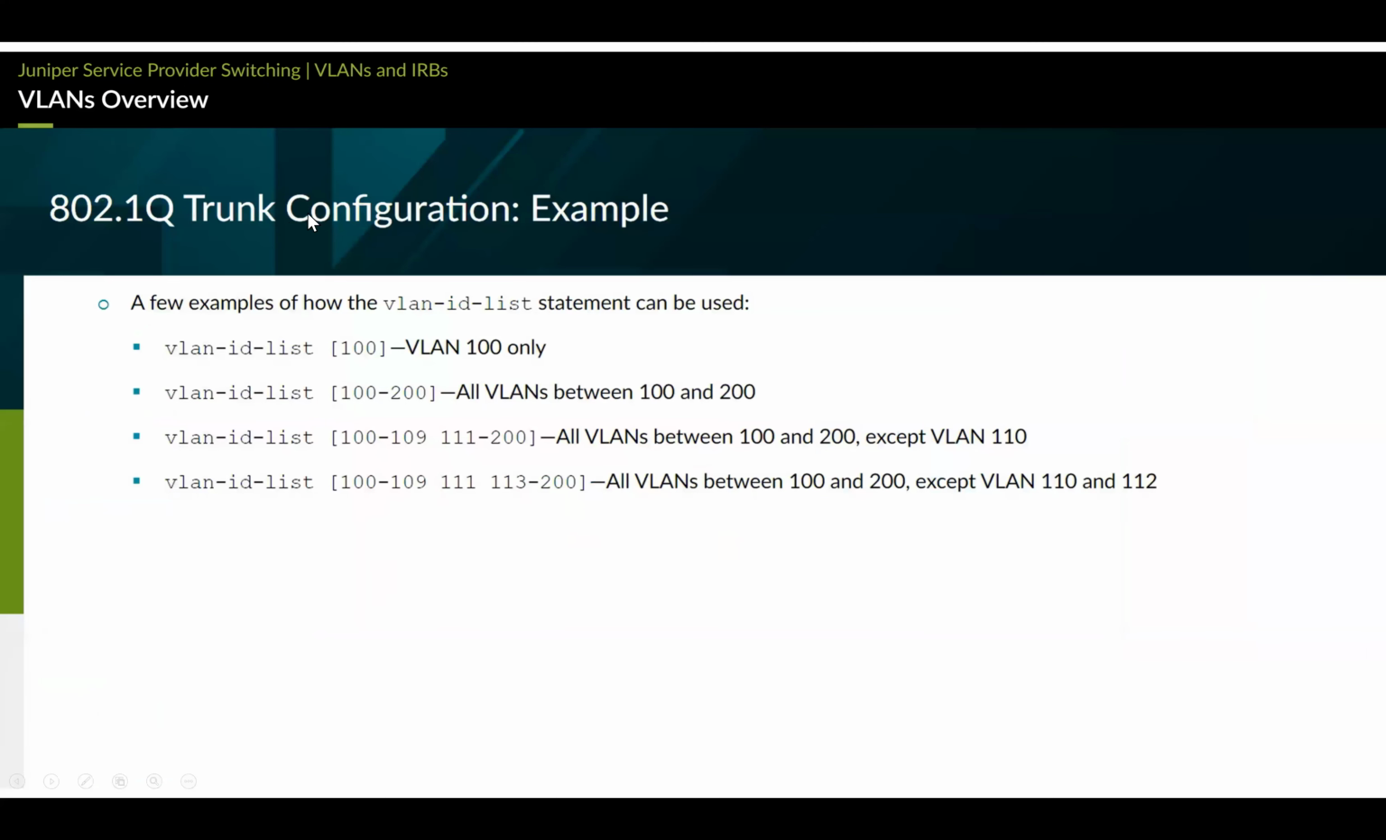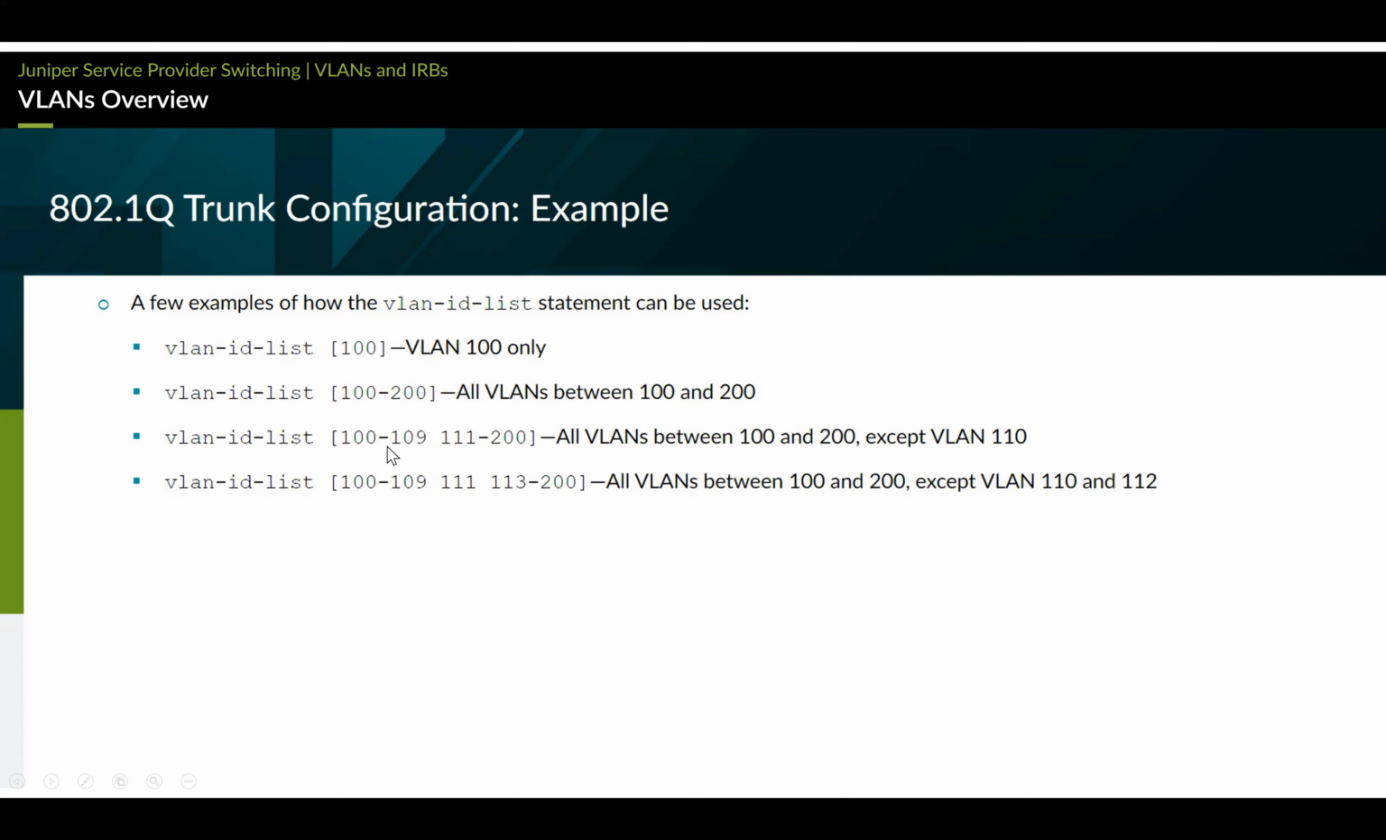800 to 1Q trunk configuration example. Okay, a few examples of how the VLAN ID list statement can be used. If you want to allow only VLAN 100, just use a bracket start, specify the VLAN ID, and close the bracket. If you want to add a range like from 100 to 200, just specify it here.